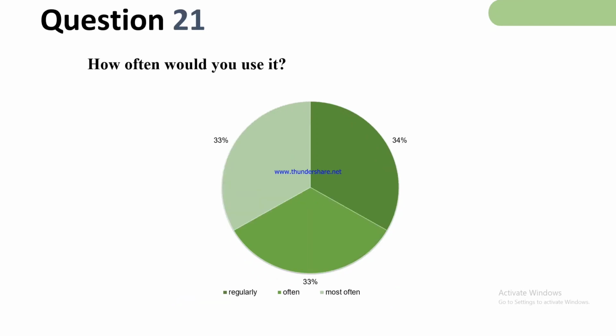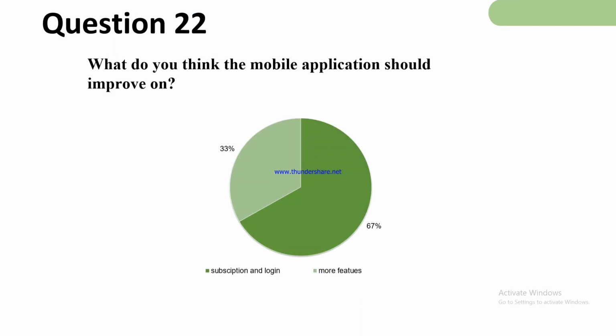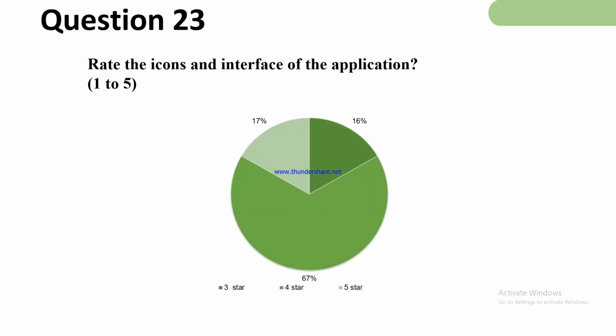So next I asked how often did you use this app. So 33% people said most often, 33% people said often, and 34% people said regularly. Next I asked what the mobile application should be improved on. Mostly people said that this application should improve its login part, and other people said that this application should work on more features. Next I asked about the ratings on a scale of 1 to 5 for icons and interface. So people gave 3 star, 4 star and 5 star.